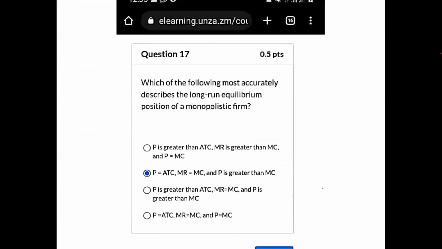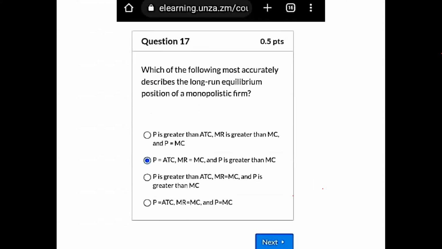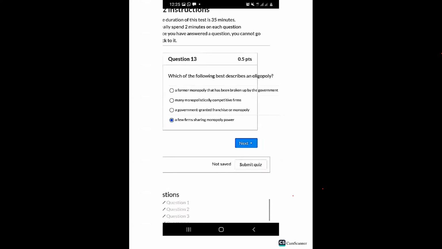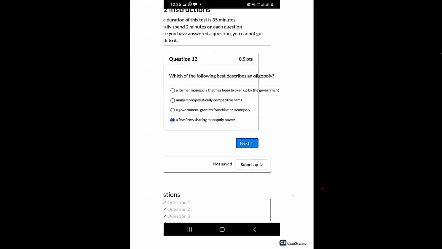Okay. Which one? Now this one was 17. How did it find itself? Are these questions not ending on 15?